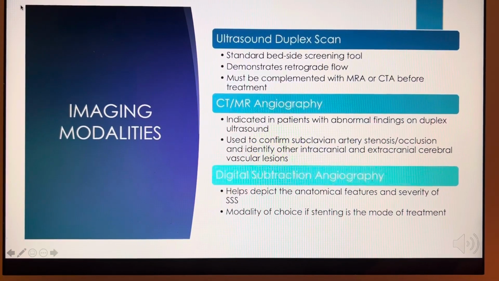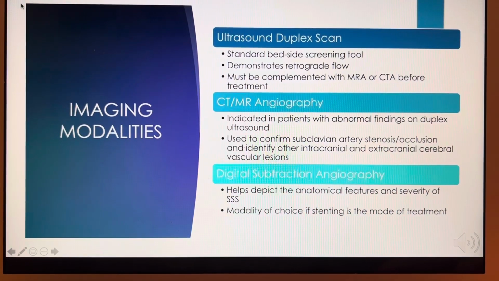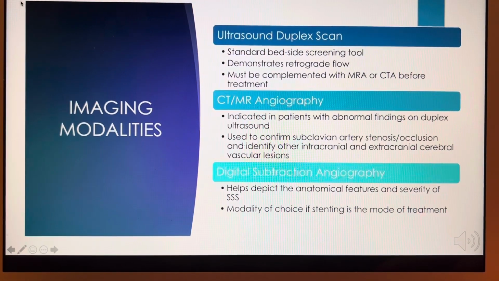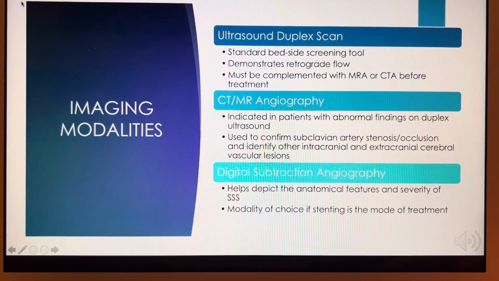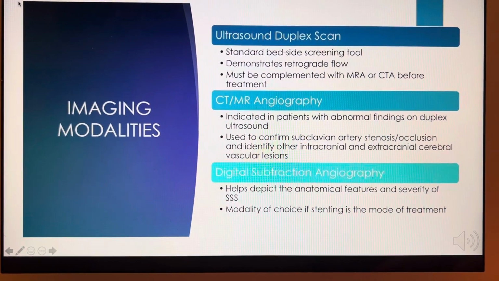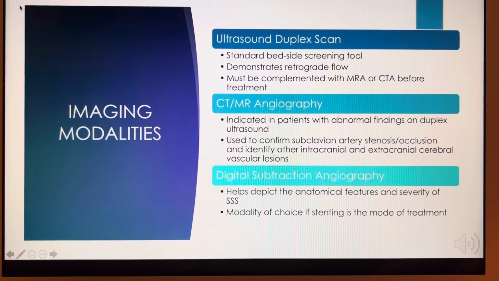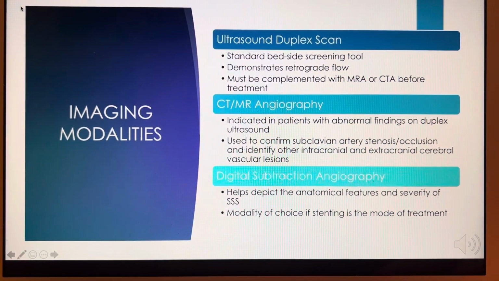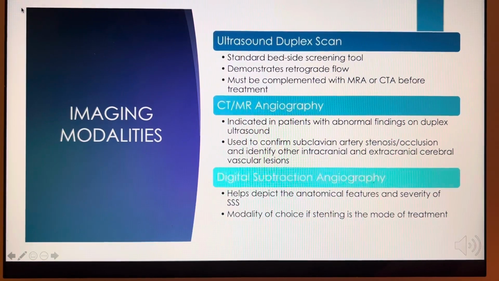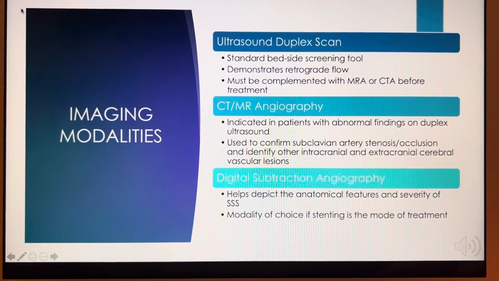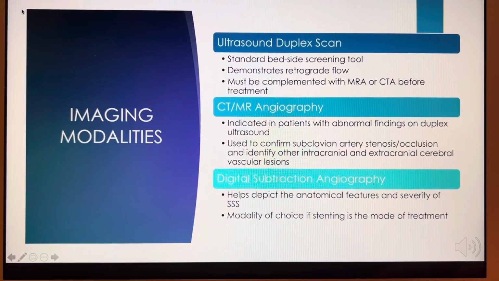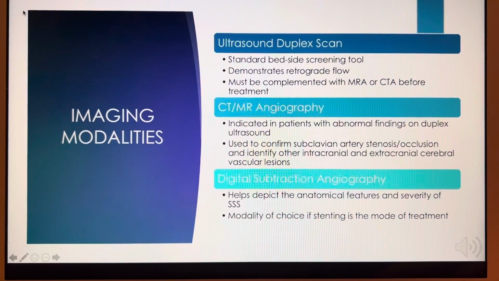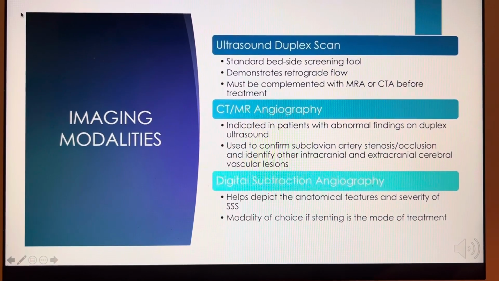CT and MR angiography are usually ordered after an abnormal finding is found on an ultrasound, and they're used to confirm the presence of an occlusion or stenosis, and they can also identify intra and extracranial cerebral vascular lesions. And then digital subtraction angiography is the gold standard. It's typically used before treatment, and it helps depict the anatomical features and severity of the stenosis or occlusion.